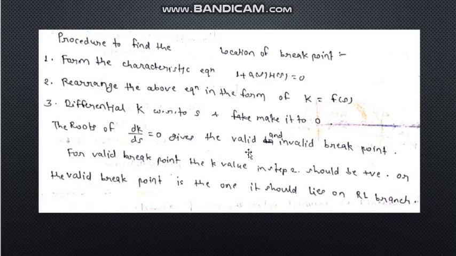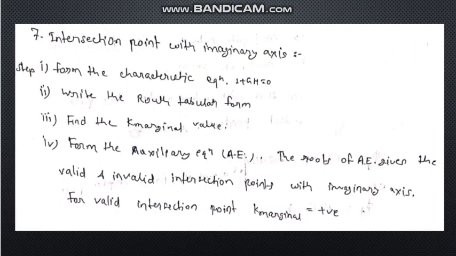And this equation will give you valid and invalid breakpoints. So to find which one is the valid breakpoint, put it into step number 2 and find whether the k is positive or negative. For valid breakaway point or break-in point, the k should be positive or it should lie on the root locus branch. So intersection with the imaginary axis is the seventh step.